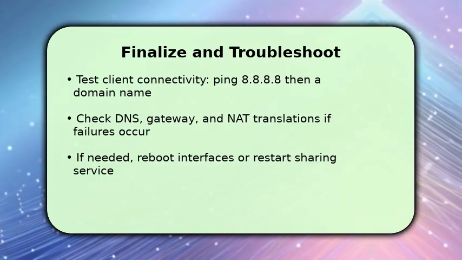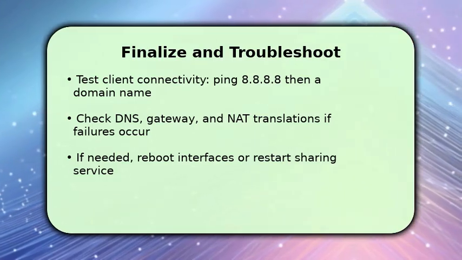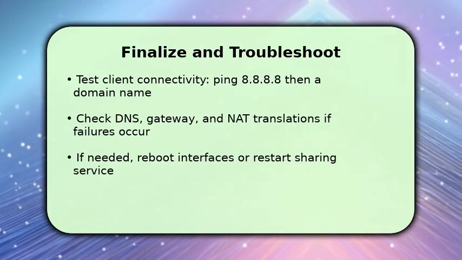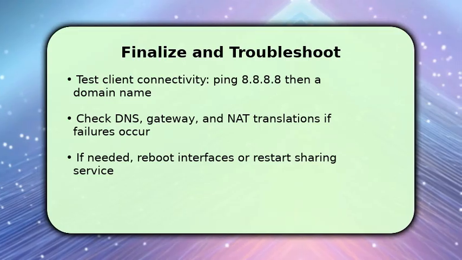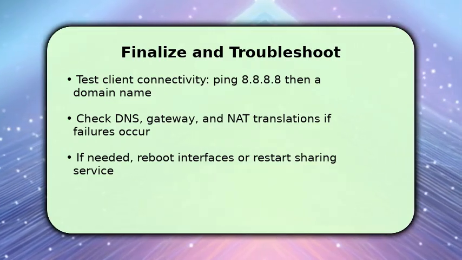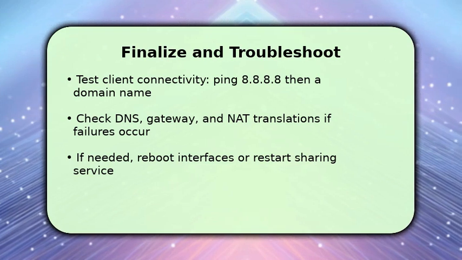If there's no connectivity at all, check the gateway IP, NAT translation entries, and that forwarding is still active. Finally, reboot the host network interfaces or restart the sharing service. If problems persist, inspect firewall logs for dropped packets as your key troubleshooting tip.